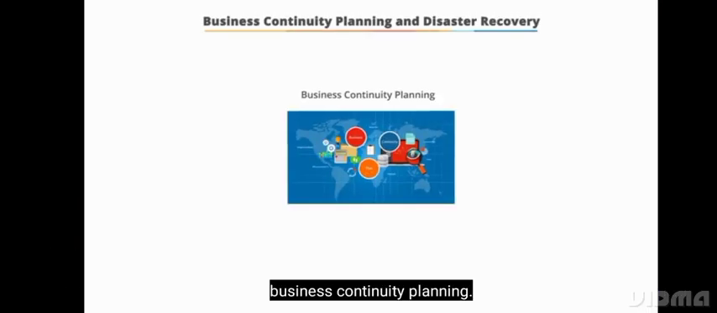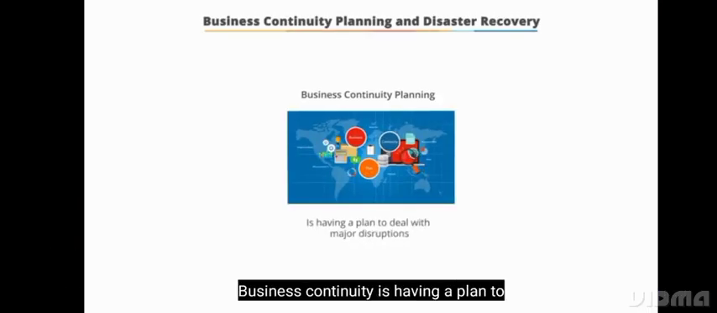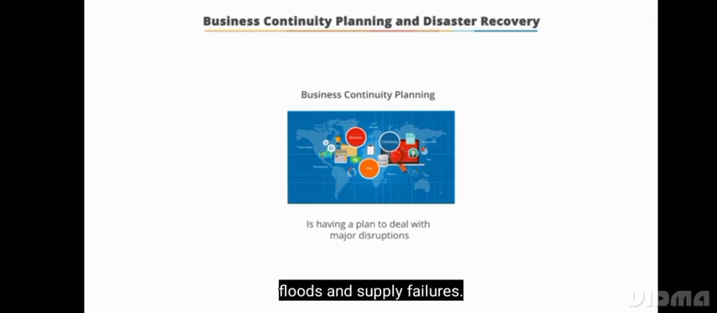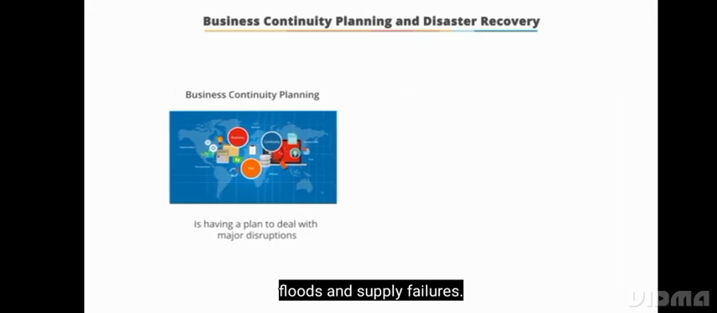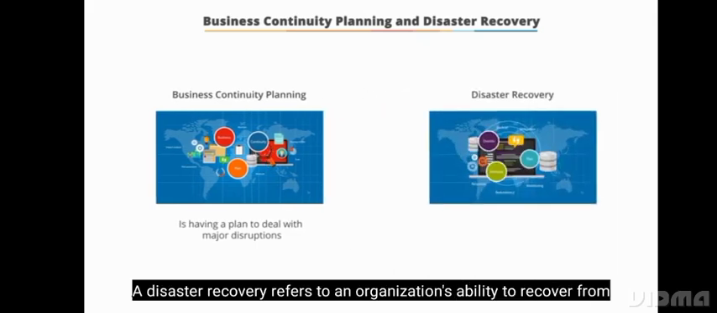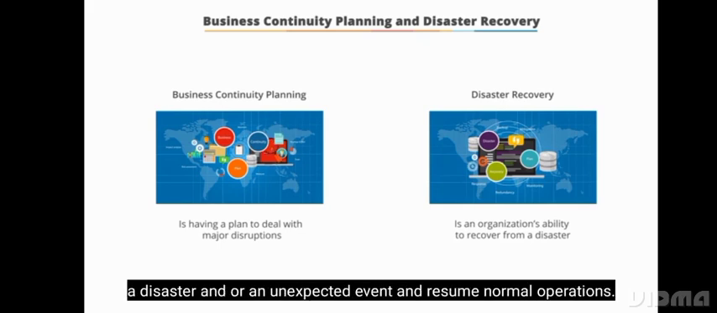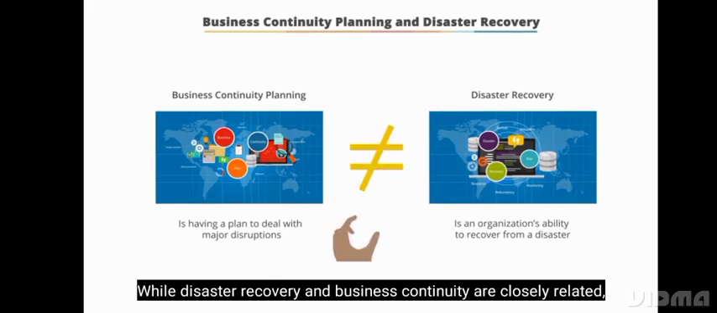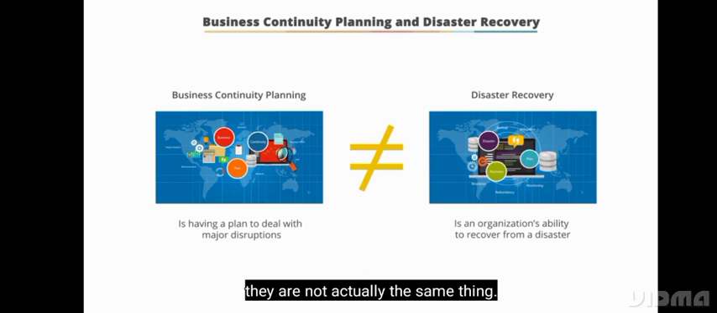Business continuity planning. Business continuity is having a plan to deal with major disruption like cyber attacks, floods, and supply failures. Disaster recovery refers to an organization's ability to recover from a disaster and/or an unexpected event and resume normal operations. While disaster recovery and business continuity are closely related, they are not actually the same thing. The key difference between the two is in their scope.